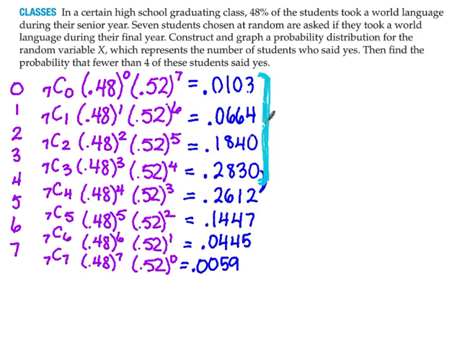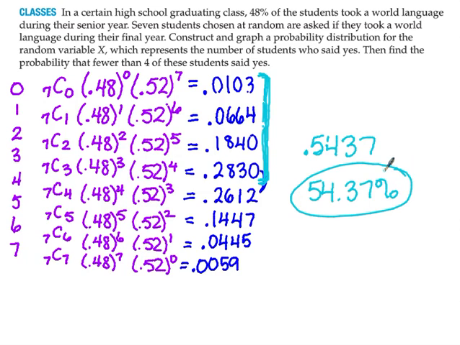So what's the probability? 0.5437, so the probability would actually be 54.37% that of those 7, fewer than 4 took a world language class their senior year. Now, if you wanted more than 4, you would just add up the 5, 6, and 7. So based on the question they ask you, you can go ahead and answer that. Let's go ahead and look at another one.